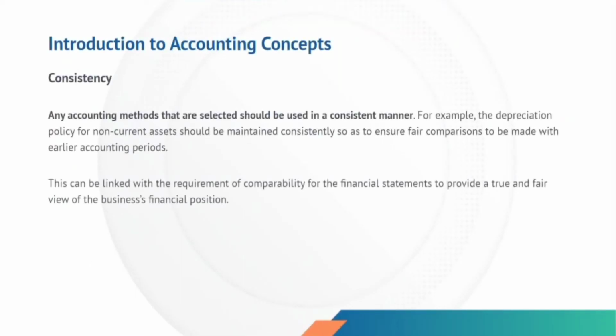Consistency. Any accounting methods that are selected should be used in a consistent manner. For example, the depreciation policy for non-current assets should be maintained consistently so as to ensure fair comparisons to be made with earlier accounting periods. This can be linked with the requirement of comparability for the financial statements to provide a true and fair view of the business's financial position.